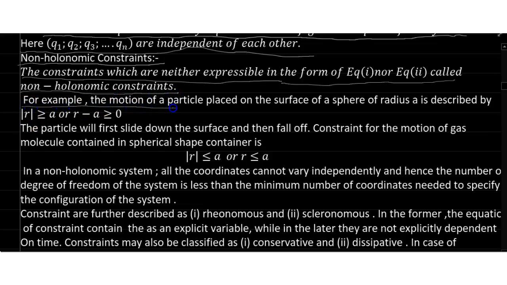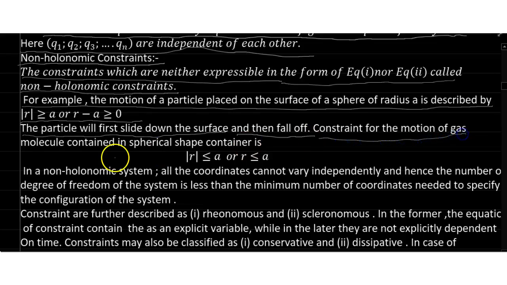Example: the motion of a particle placed on the surface of a sphere of radius a is described by mod of r greater than or equal to a, or mod of r minus a greater than or equal to 0. The particle will first slide down the surface and then fall off. The constraint for the motion of a molecule contained in a spherical container is mod of r less than or equal to a.